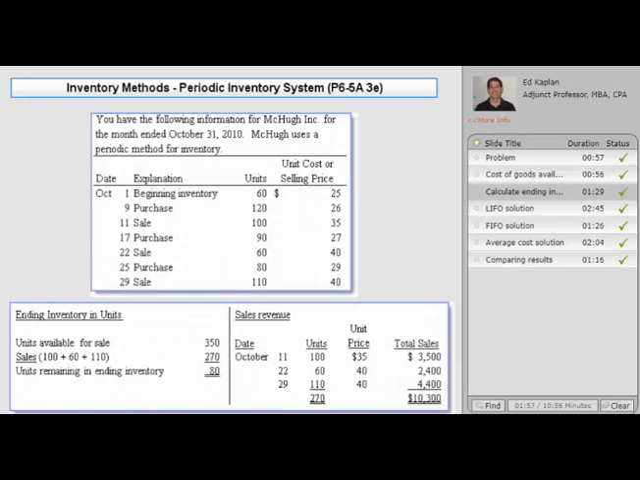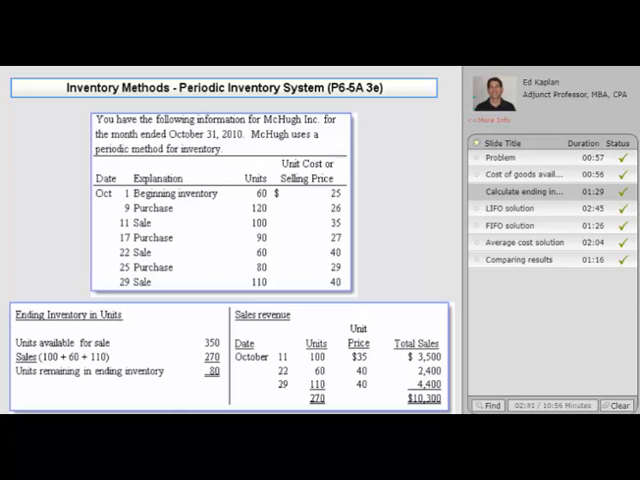Now on this slide, we'll calculate ending inventory in units as well as sales revenue, and you see that on the bottom area of the slide. So on the bottom left, let's take a look at how we calculate ending inventory in units. On the last slide, we determined that the units available for sale were 350. And then we had sales on 3 days, the 11th, the 22nd, and the 29th. And the sales on those days were 100 units, 60 units, and 110 units. So we sold 270 of the 350 units we had available, which leaves us units remaining in ending inventory, and that's 80 units.